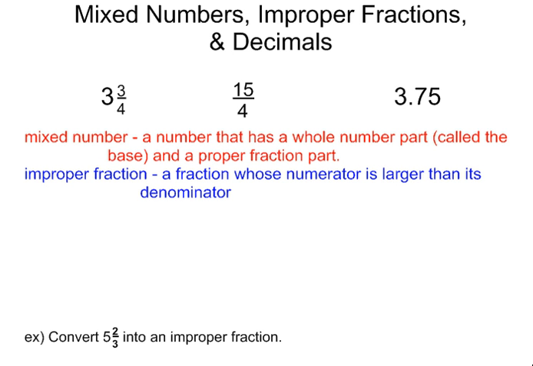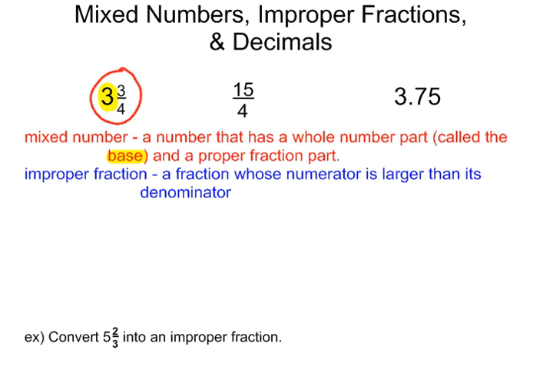Today we're going to be discussing mixed numbers, improper fractions, and decimals. Let's go ahead and get some definitions out of the way to limit confusion. A mixed number is a number that has a whole number part, which is called the base, and it has a proper fraction part. Now the only one up here that matches that description is 3 3/4, where this large 3 is our base and 3/4 is our proper fraction. And all a proper fraction means is that the numerator is smaller than the denominator.